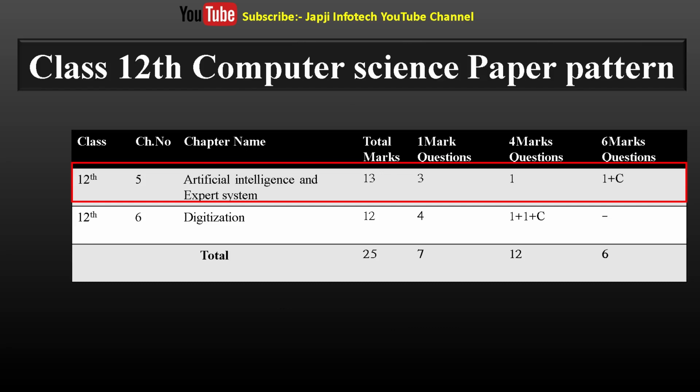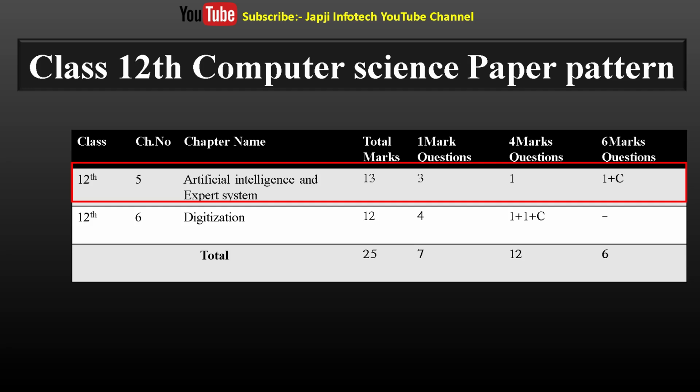First of all, we take a look at the paper pattern of class 12, subject Computer Science. A paper of a total of 13 marks will appear from lesson 5, Artificial Intelligence and Expert System, which will have 3 questions of 1 mark, 1 question of 4 marks and 1 choice question, and 2 questions of 6 marks will come from this lesson, out of which 1 question will be asked.